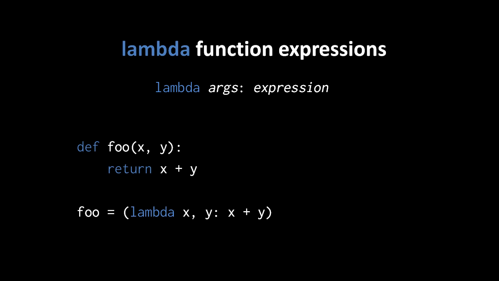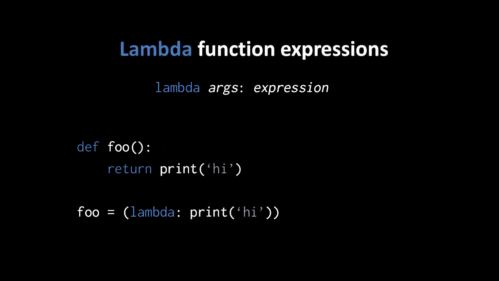Notice that the parameters in lambda are listed before the colon and they're not included in parentheses. To define a function with no parameters with lambda, you just put the colon immediately after the reserved word lambda. So here again, same idea, we're defining a function with a def statement that takes no parameters and just prints hi, and then we're expressing precisely the same thing, just expressed using lambda.